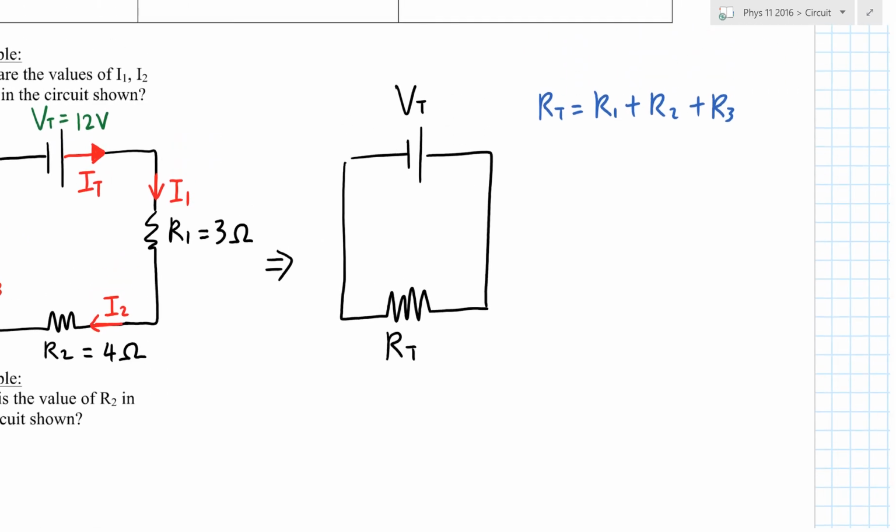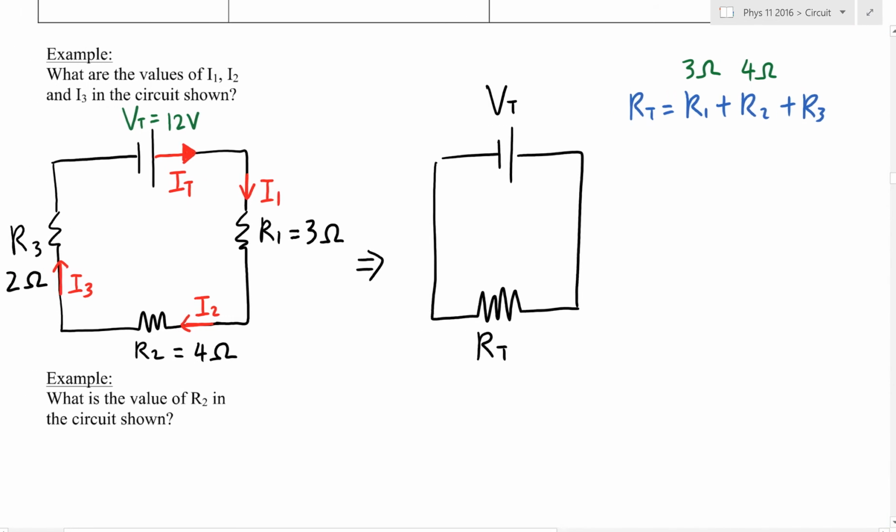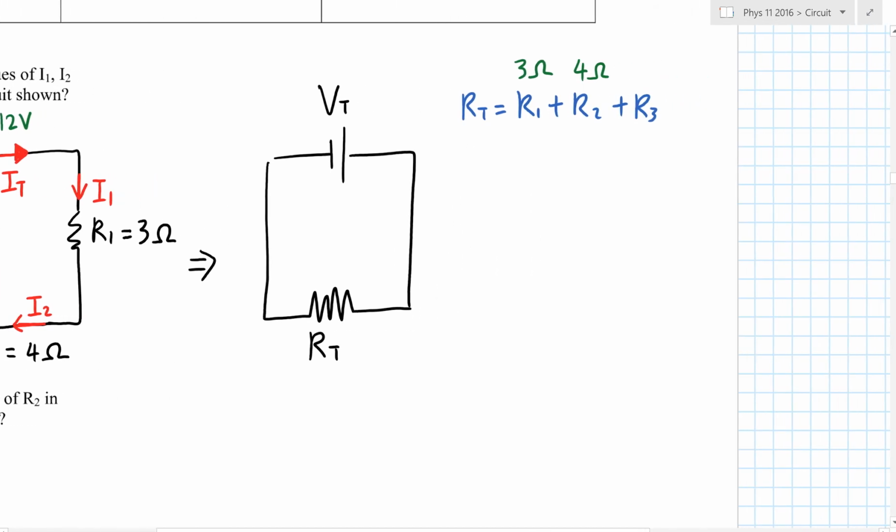R total is usually one of the most important things to find, one of the first things you find. Now, in our case, it's going to be quite obvious. We have 3 ohms for R1, 4 ohms for R2, and, I believe, 2 ohms for R3. If we add them all together, the total resistance is 9 ohms. So that's the total resistance.